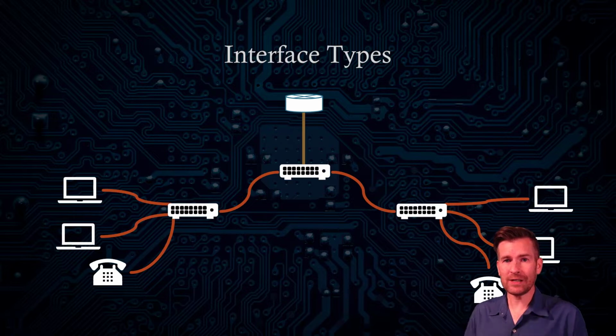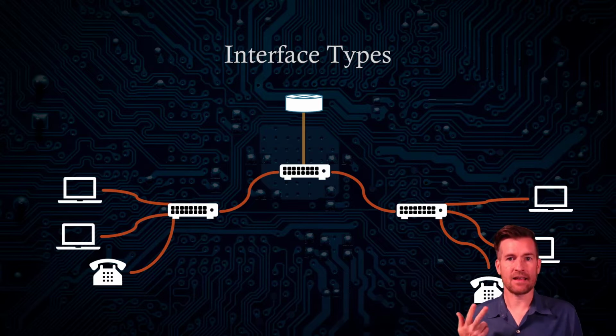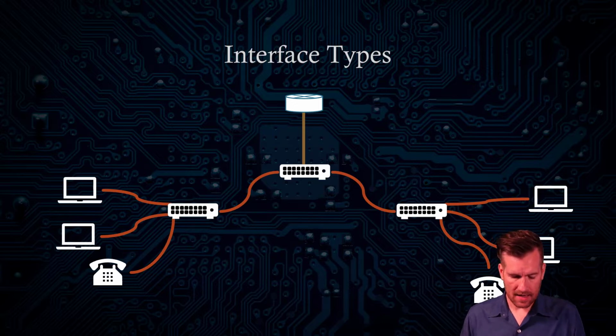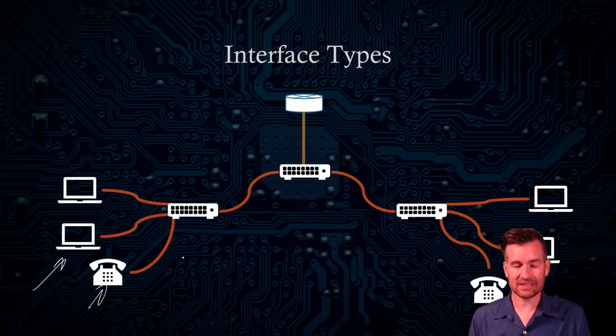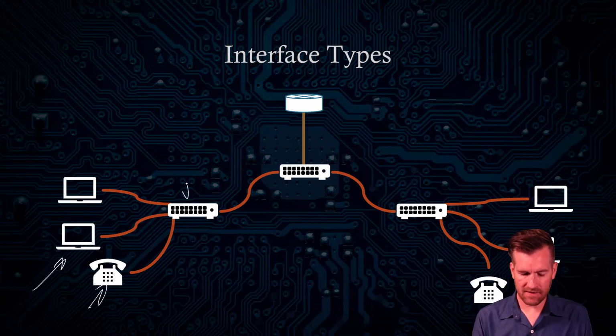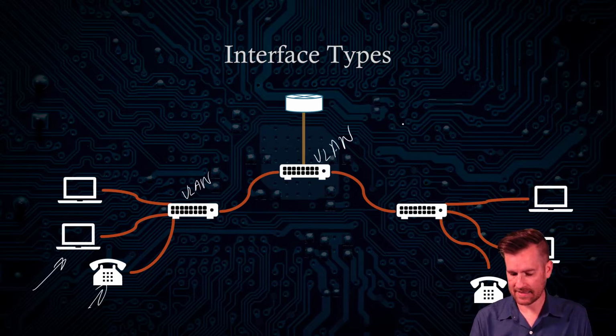We're going to talk about 3 different types of interfaces when it comes to VLANs: an access port or access interface, a trunk port or trunk interface, and a switch virtual interface, or SVI. So let's talk about those 3 different types. I'm going to use this network diagram as an example throughout this video. What I have here is some laptops, some phones, and some switches that are connected, and we have multiple VLANs set up on these different switches right here.